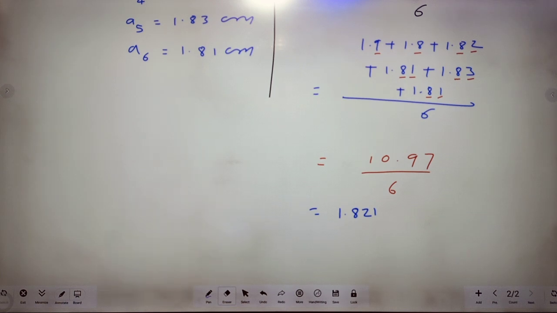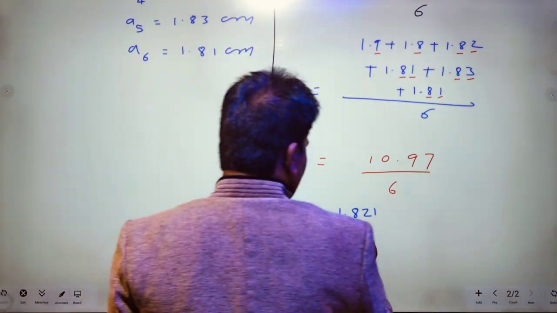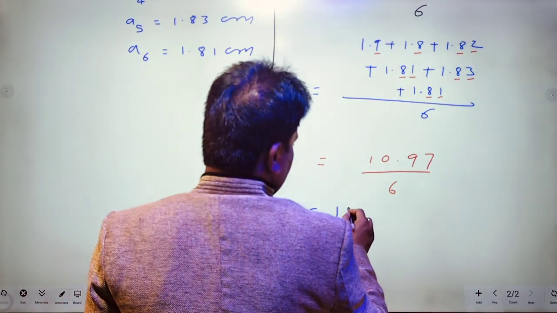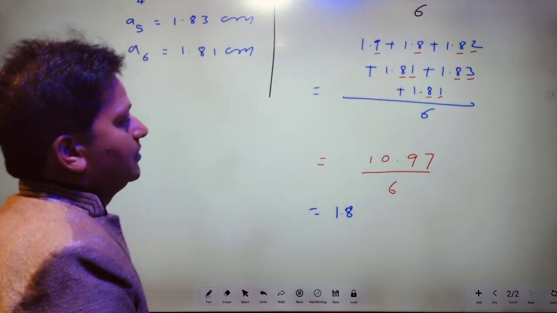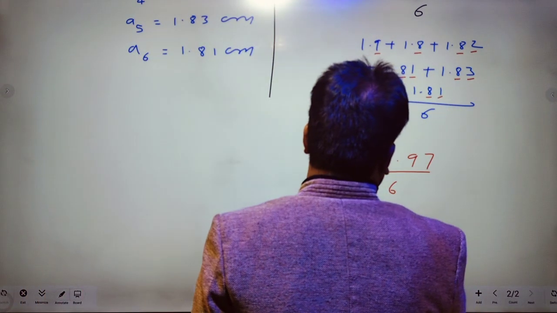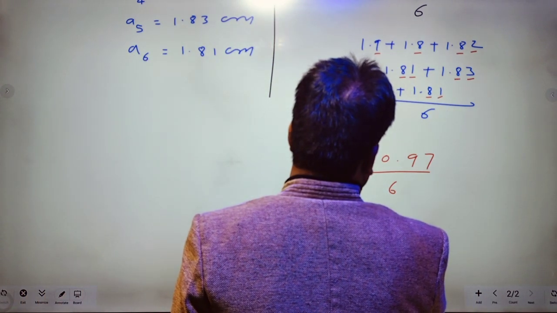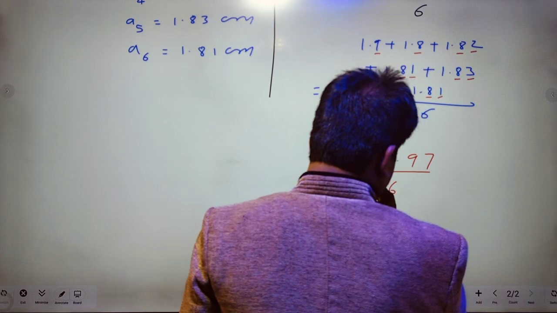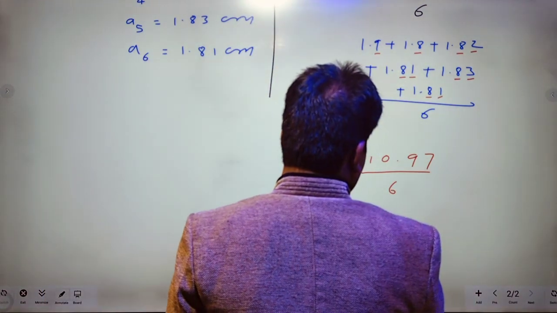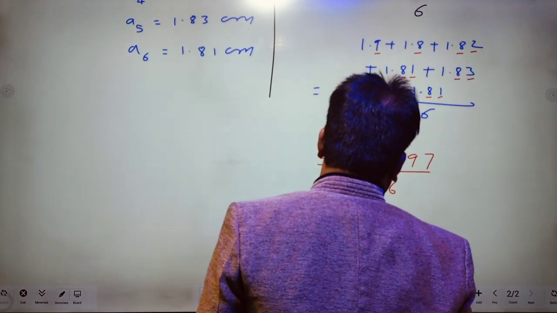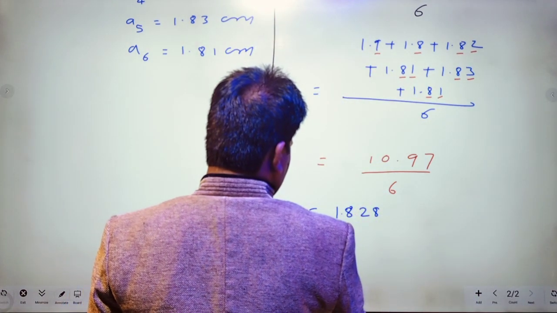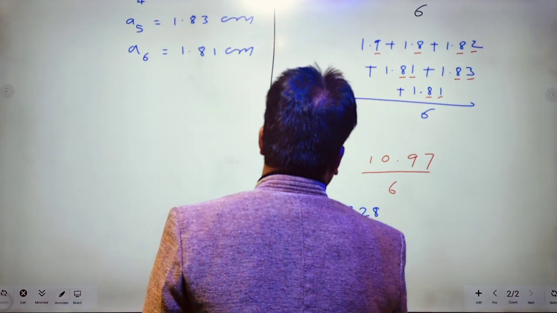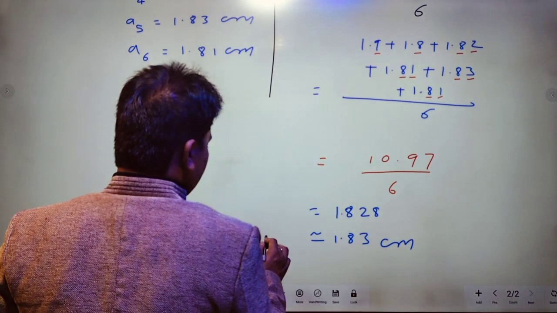Sorry, this comes 8 point 6 8 2 8 and so on. It can be written as approximately 1.83. Okay, this is the mean value, A mean.